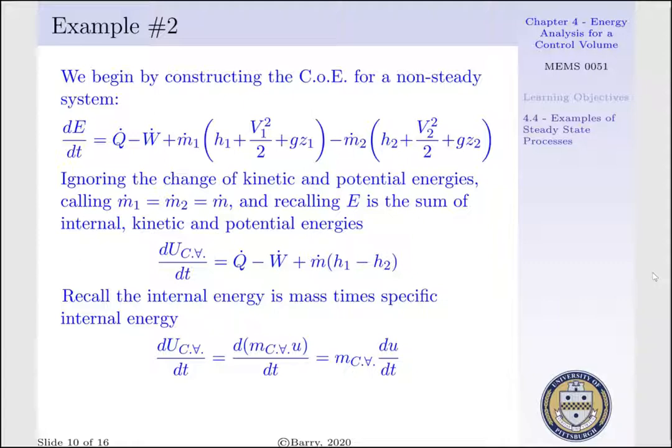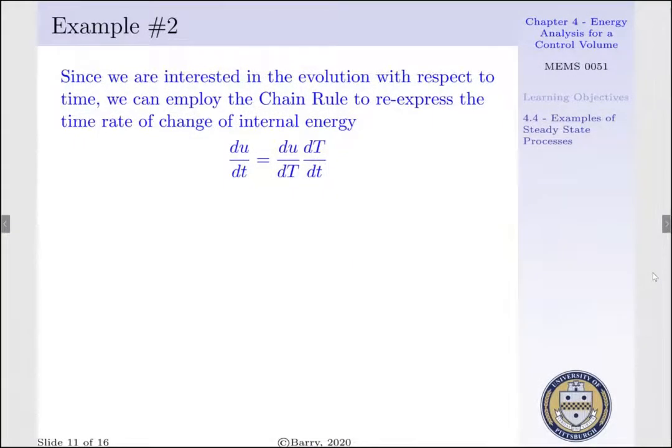We want to determine the variation of the internal energy of our system with respect to time. To do so, we recall our internal energy is equal to mass within our control volume times our specific internal energy. If we differentiate this quantity with respect to time, we'd have the mass in our control volume times the time rate of change of our specific internal energy, which would comprise the left-hand side of our non-steady conservation of energy equation. Since we're interested in the evolution with respect to time, we can employ the chain rule to re-express our time rate of change of specific energy.